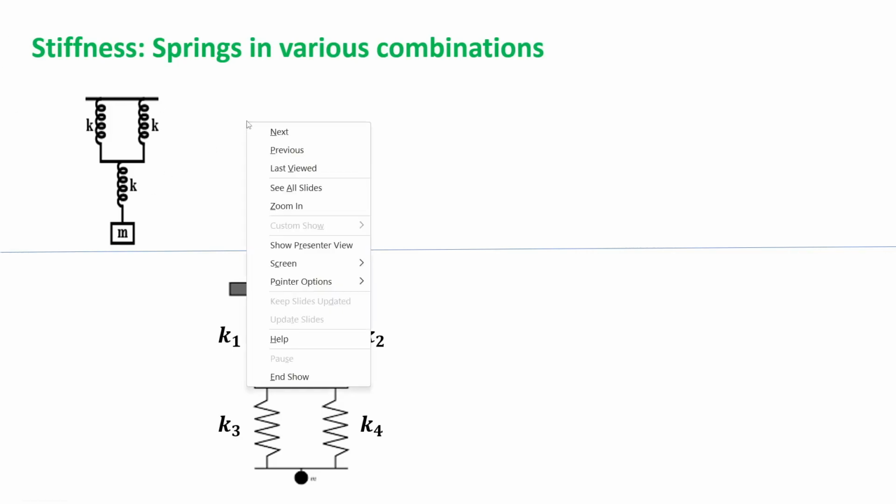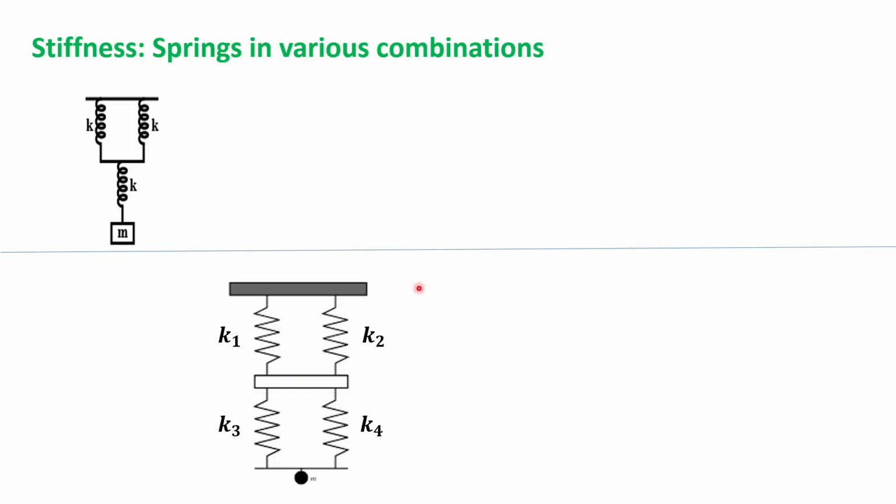In the first figure here we have two springs in parallel first, and then along with that we have a spring in series here at the bottom. So we'll first apply the expression for parallel springs. So we get K equivalent 1 equal to the summation of the two spring constants, K plus K.